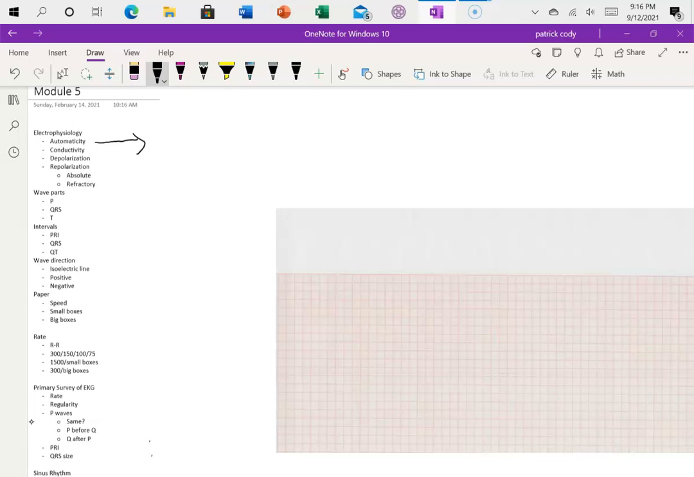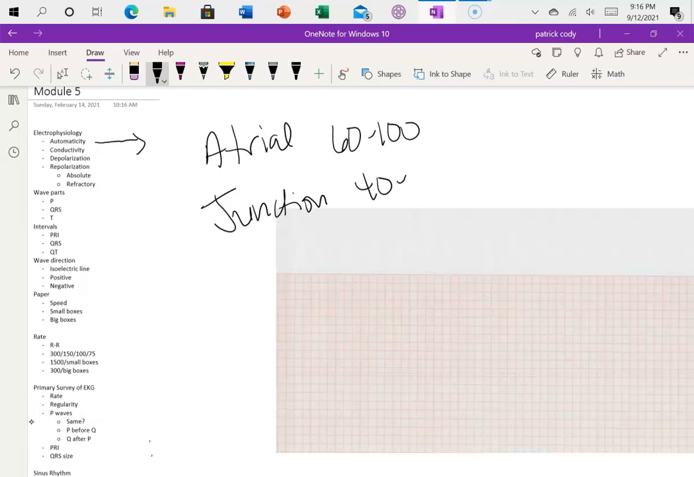So remember, the atrial rate, I want you just to commit this to memory, is 60 to 100. Okay, the junctional rate, we're going to talk about the junction today. The junction is 40 to 60, and the ventricular rate is 20 to 40. Okay, so just keep these in mind, commit them to memory. It should be just rolling off of your tongue if somebody asks you about these intrinsic rates.